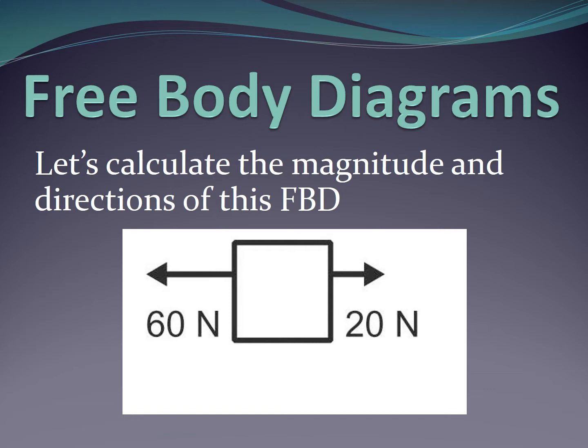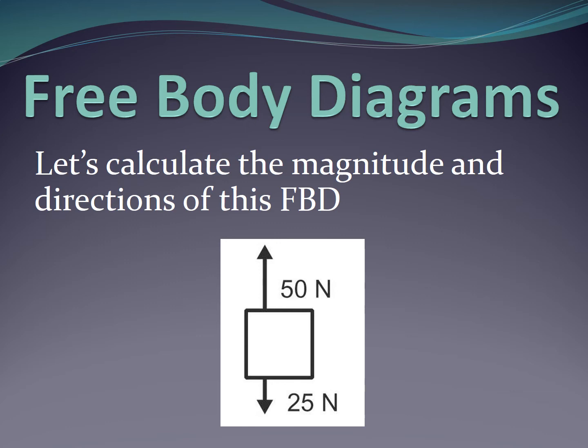So we have a force of 20 newtons to the right and 60 to the left. And because they're going opposite directions, just like vectors, we subtract them. So 60 minus 20 is 40. And it's going in the direction of the larger vector. So I would say it's going 40 newtons to the left. And so that's where this object will move.